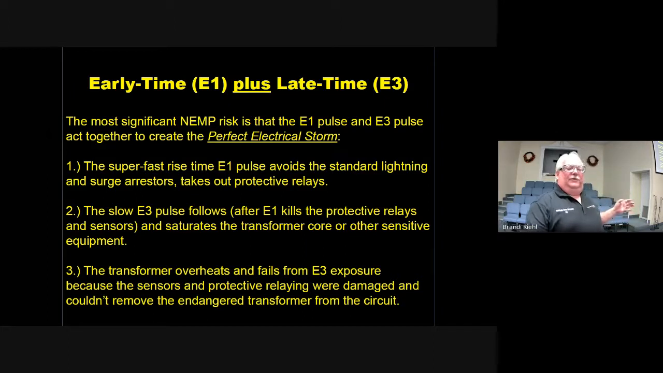All right. To summarize this, the most significant EMP risk is the E1 pulse and the E3 pulse working together as a perfect storm to kill utility stuff. Okay? Just about everything else can be replaced in a relatively small amount of time. Breakers and insulators and transformers are long lead time items, and they're very low production items. Okay. The super fast E1 rise avoids the lightnings and surge arresters, and it takes out our protective gear. The slow E3 pulse comes through behind it, and it kills everything that should have been protected by those breakers and lightning arresters and stuff. Okay, and then when all that happens, the transformer overheats and fails because of the E3 pulse coming through.